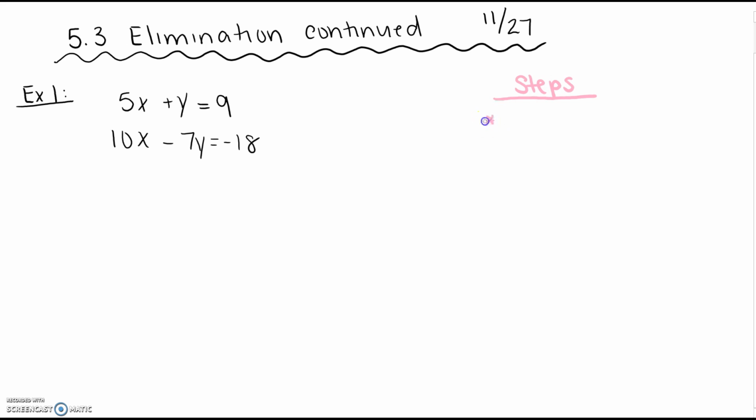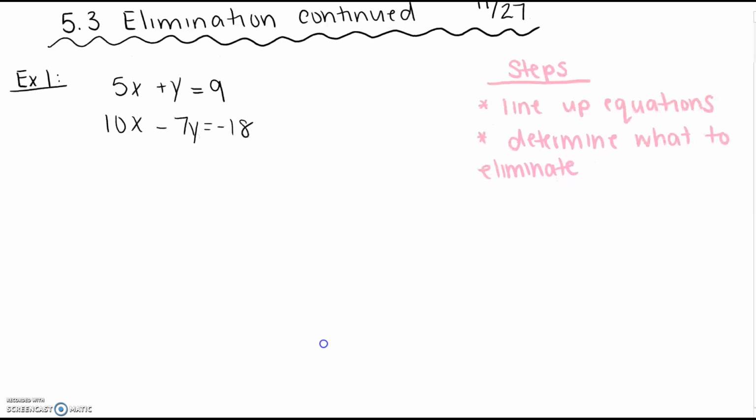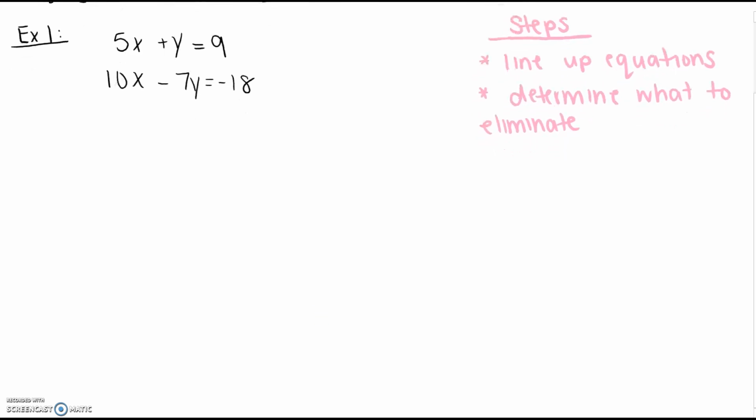So step 1, same thing it's been, is make sure your equations are lined up. So we've got our x's lined up, our y's lined up, our equal signs lined up, and our whole numbers lined up. So we are good to go. Next step is to determine what to eliminate. Now, it doesn't really matter. So if we look at our two equations, we've got a 5x, a 10x, a y, and a 7y. So none of them are exactly ready to be eliminated right away.